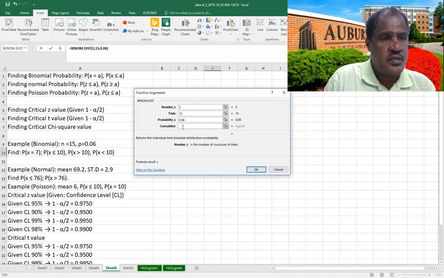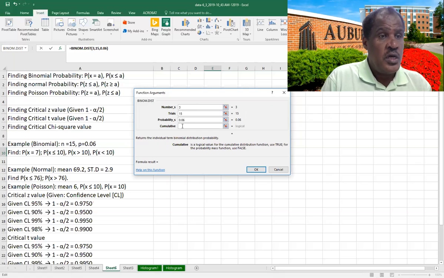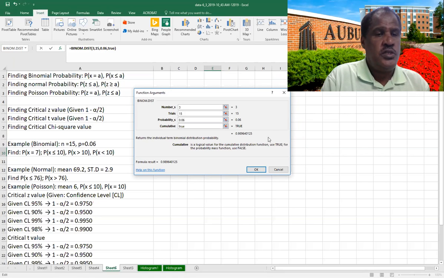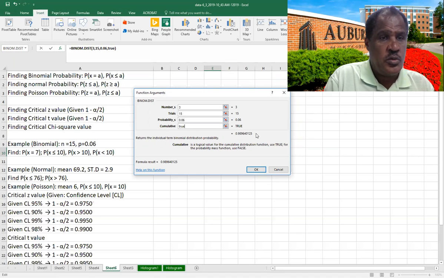And in this row, it says cumulative. If you click over here, it will show you that cumulative is a logical value. So you don't write a number here. You will write instead true or false. Cumulative means if you are looking for 3 or less, than or equal to 3, then it is cumulative. So in this case, yes, we are looking for cumulative, so I'm going to put true. You see, the probability that 3 or less Americans are millionaires will be 0.9896 and so on. So that's how you find binomial probability.